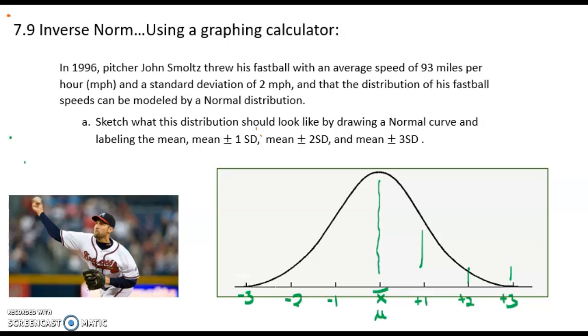You got John Smoltz from 96 for Braves. His fastball was at an average speed of 93 miles an hour, standard deviation of 2, and we're going to go through a series of problems with that information.